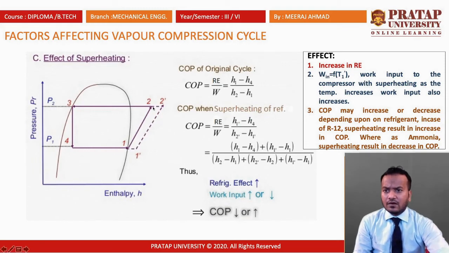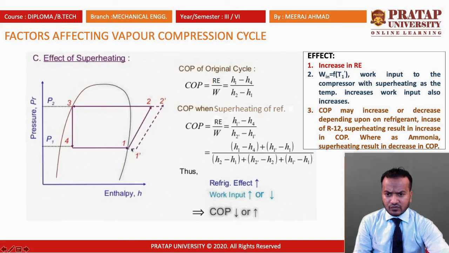Now come to the next effect, superheating. Suppose before entering the compressor, we heat the refrigerant into the superheated region. So 1, 2, 3, 4 is the original cycle, the simple or ideal VC cycle. Then the new cycle is 1 dash, 2 dash, 3 and 4. This is the new cycle after superheating. So this amount should be the superheat.